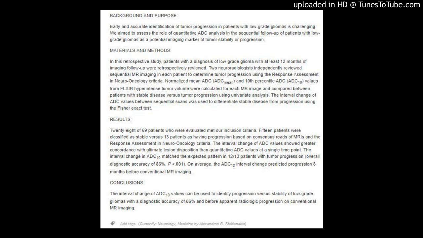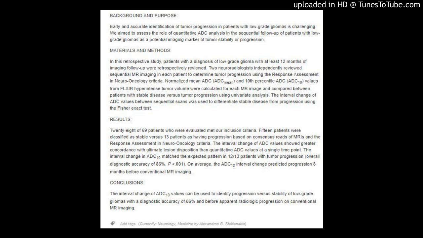The interval change of ADC values showed greater concordance with ultimate lesion disposition than quantitative ADC values at a single time point. The interval change in ADC10 matched the expected pattern in 12 of 13 patients with tumor progression, overall diagnostic accuracy of 86%, p = .001. On average, the ADC10 interval change predicted progression 8 months before conventional MR imaging.